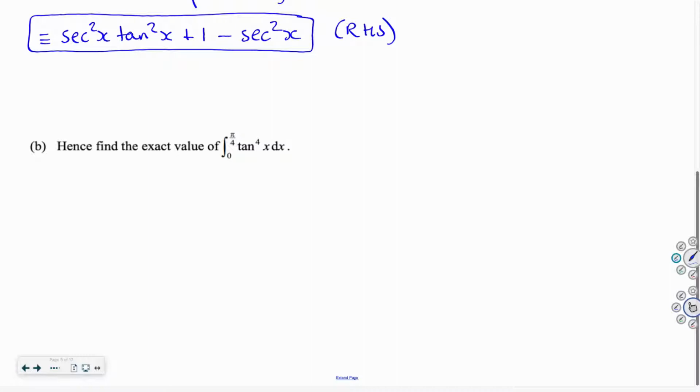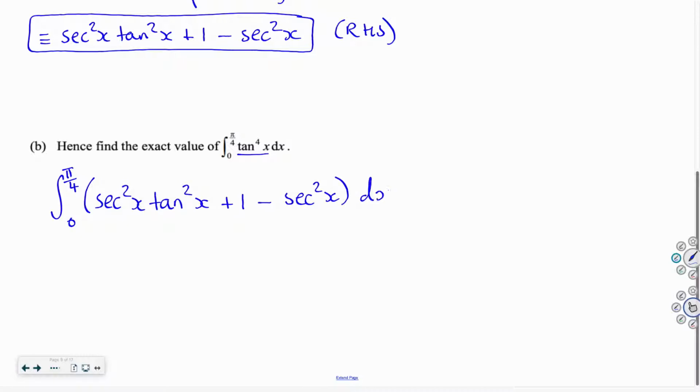Part B says hence find the exact value of the integral between 0 and pi on 4 of tan to the 4 x with respect to x. So we know that we can replace this tan to the 4 x and it becomes the integral between 0 and pi on 4 of sec squared x tan squared x plus 1 minus sec squared x, with respect to x. Now I'm going to integrate this expression here.